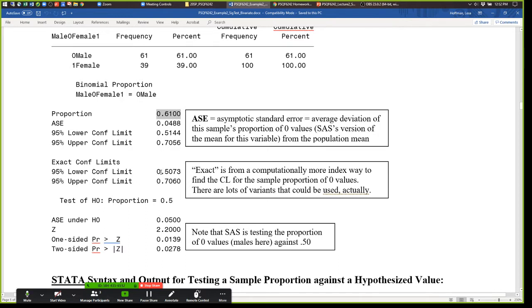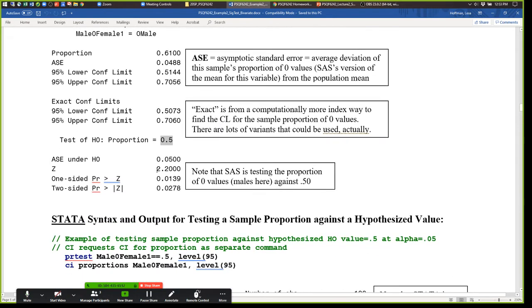So if I think that this proportion 0.61 should actually be 0.5, how do I answer that question? Well, now I've got to put my 0.61 back into the context of what it would look like if it were 0.5. What amount of wiggle around 0.5 is acceptable? So Z is the difference between what I have, my 0.61, what I thought it was going to be, my 0.5, divided by my standard error, and the Z value of that works out to be 2.2.